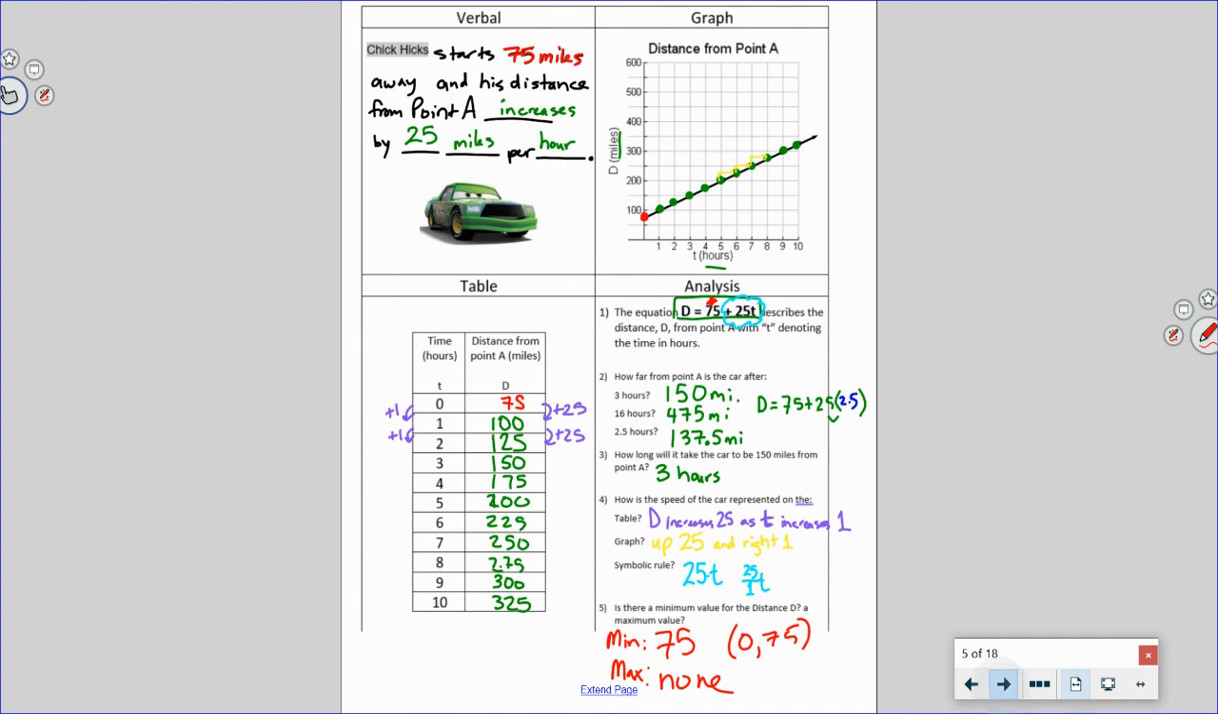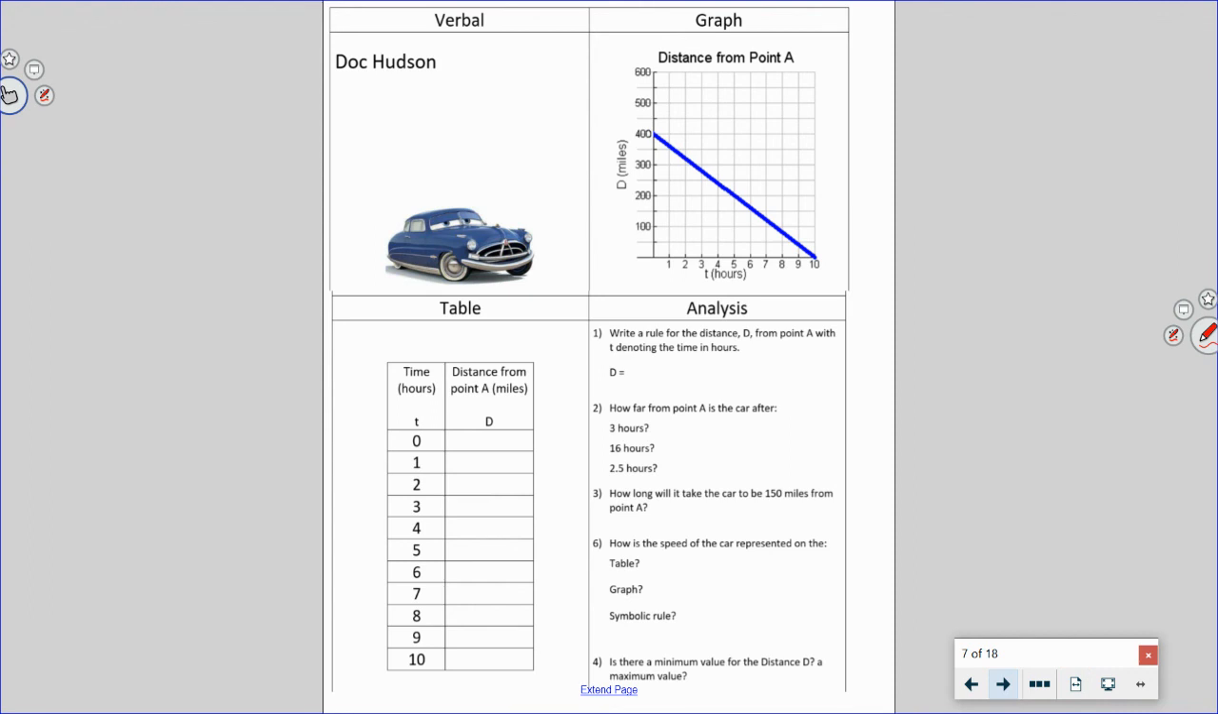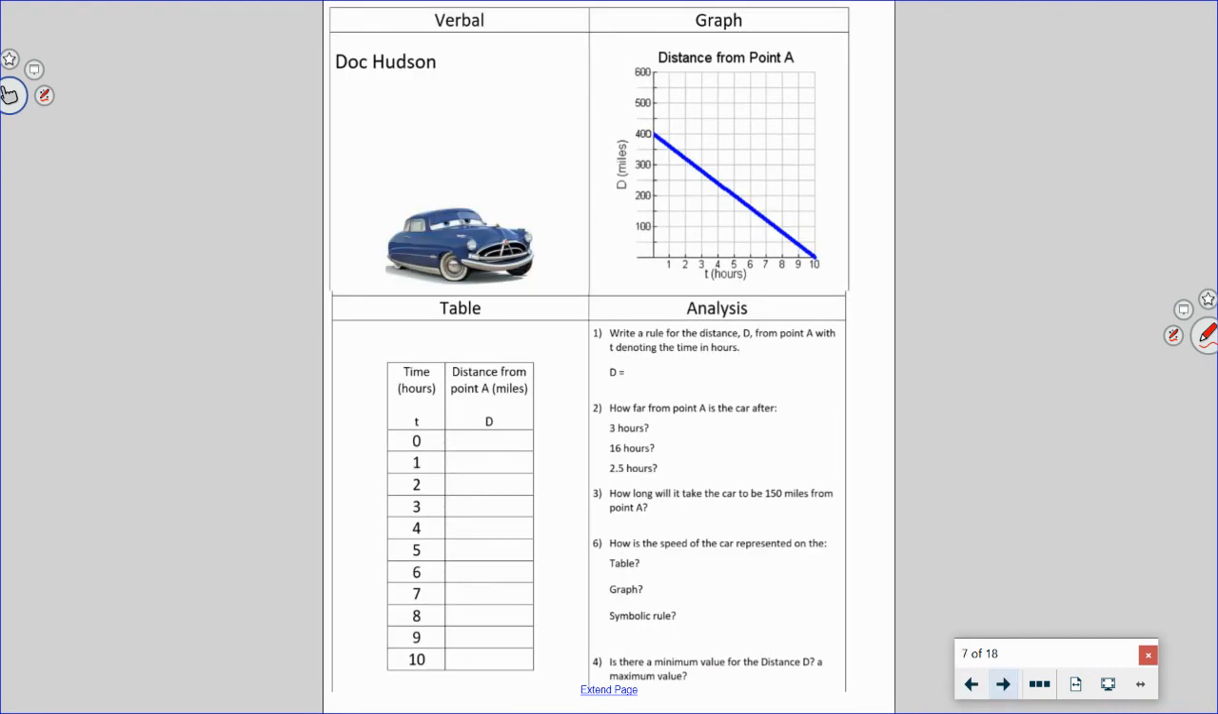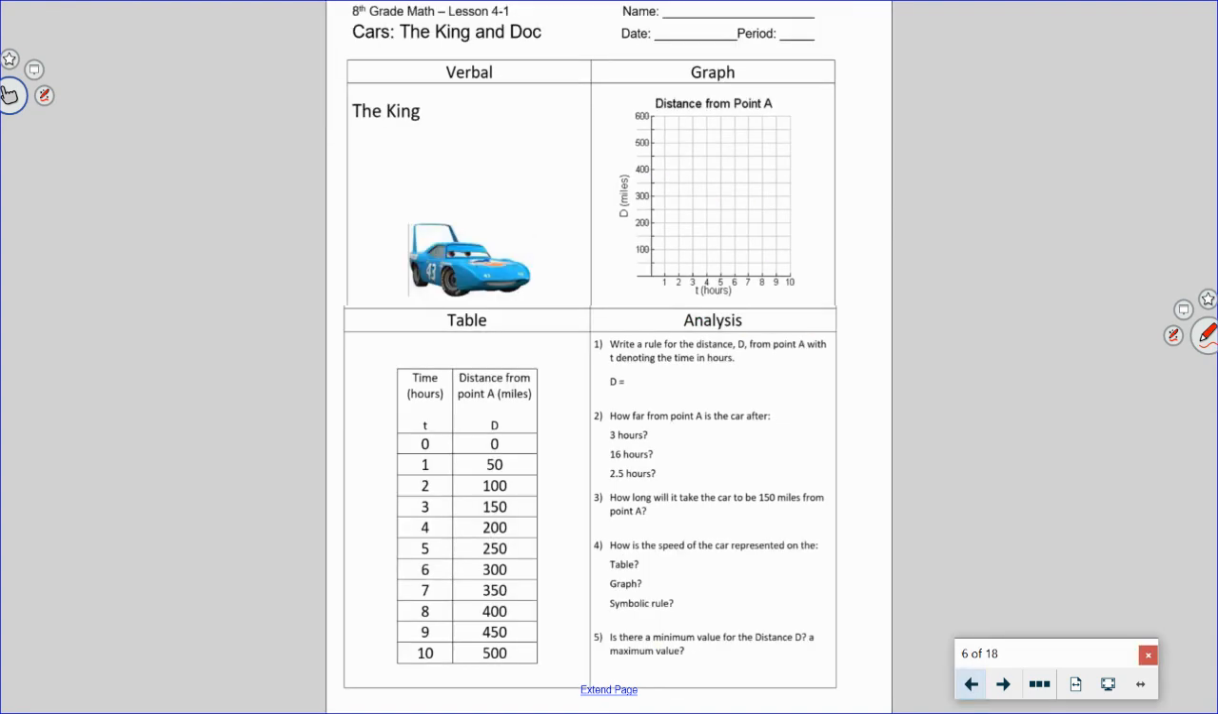Now, folks, one more page is all I'm asking of you today. One more page, and that is the king. We will save Doc Hudson for the next day, although if you want to give it a try, you'll notice that Doc actually gave you the graph. But your assignment for the remainder of today is to finish up the king, represent his relationship in words, in graph, in a table. Oh, they gave you the table. And in an equation, and then analyze a little further.